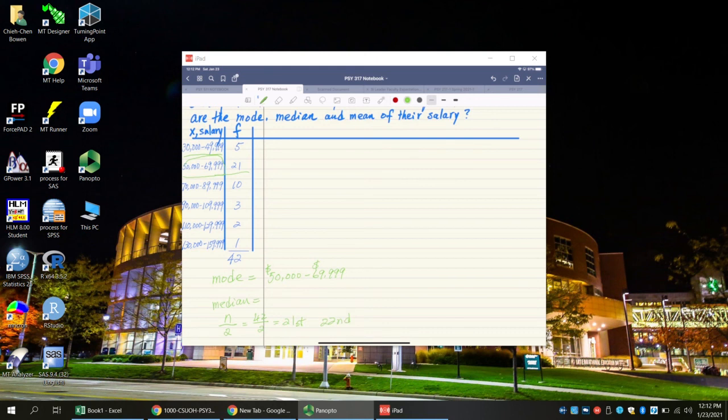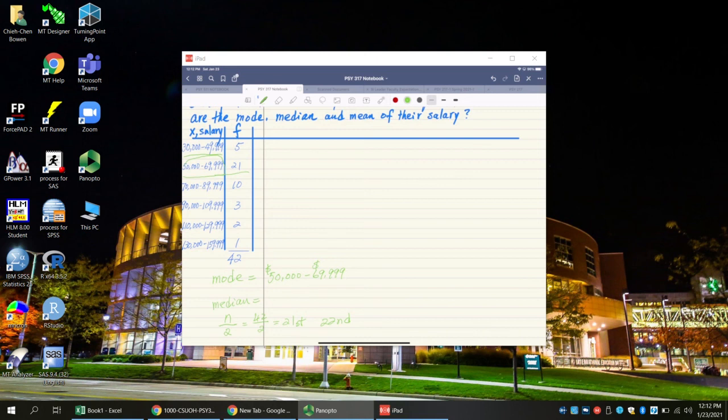When n divided by 2 is a whole number, this number is a midpoint plus the next number. So there are 2 midpoints when n is an even number. Okay, so we have to find where these two locations, the 21st and 22nd, are.